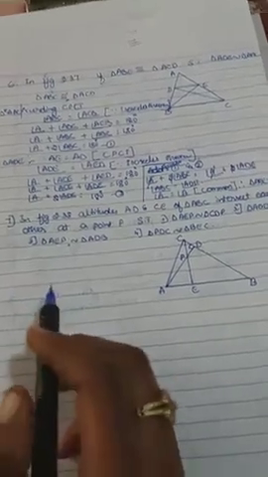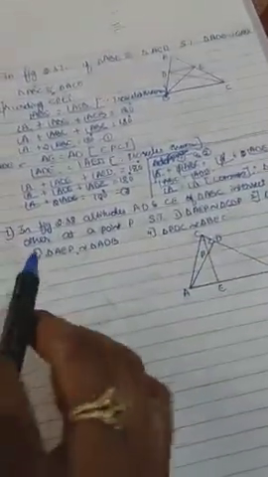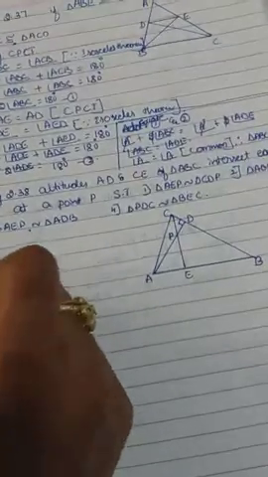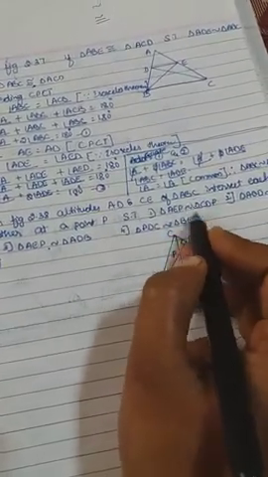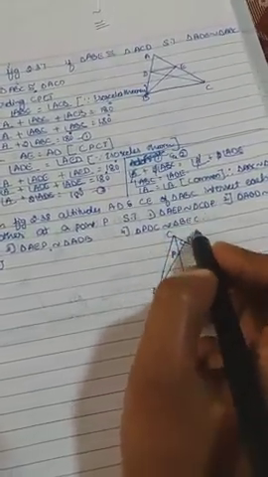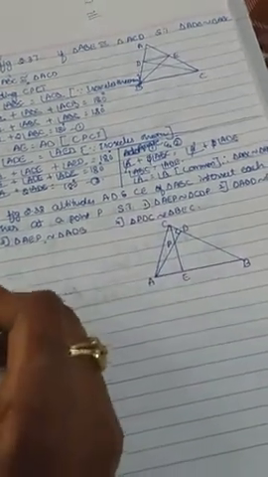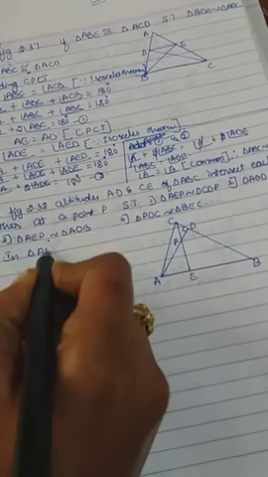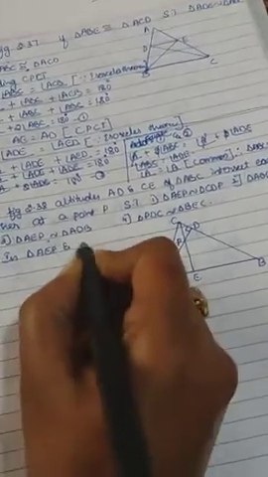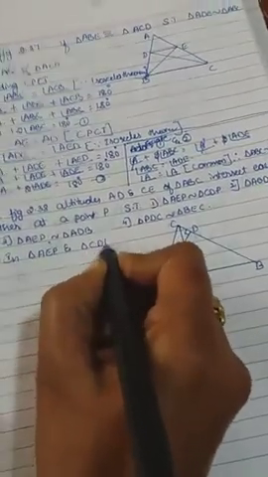Let us take the first one, which is triangle AEP similar to triangle CDP. Yesterday I told you, whichever triangles they ask you to prove similar, only those triangles you have to take. So you have to take triangle AEP and triangle CDP.